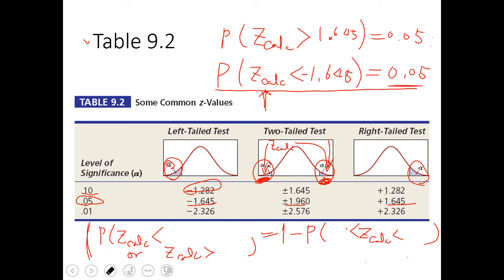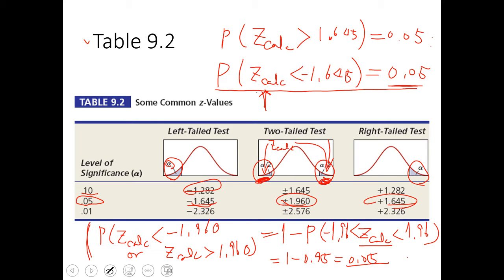So if the z statistic is less than minus 1.960 or greater than 1.960, that is 1 minus the probability that the z statistic is between minus 1.96 and 1.96, which is 0.95, and we obtain 0.05, 5%. So these numbers come from these probabilities. Okay.